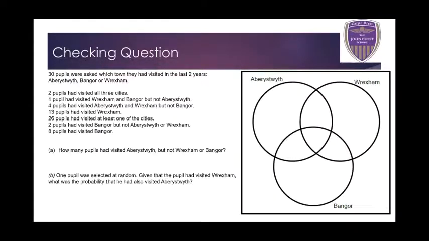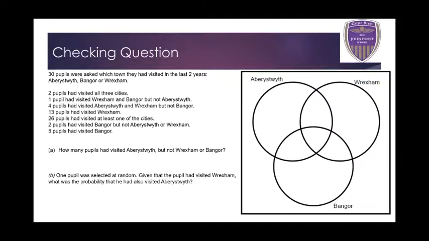1 pupil visited Wrexham and Bangor, but not Aberystwyth. 4 visited Aber and Wrexham, but not Bangor. 13 pupils visited Wrexham. 26 visited at least one of the cities. 2 pupils had visited Bangor, but not Aberystwyth or Wrexham. And 8 pupils had visited Bangor.